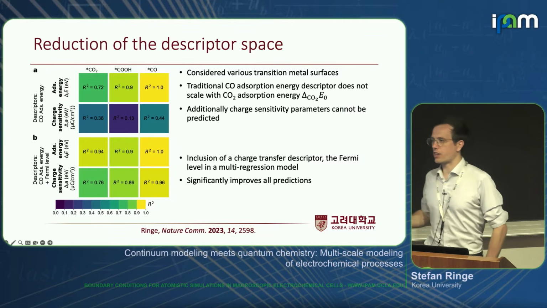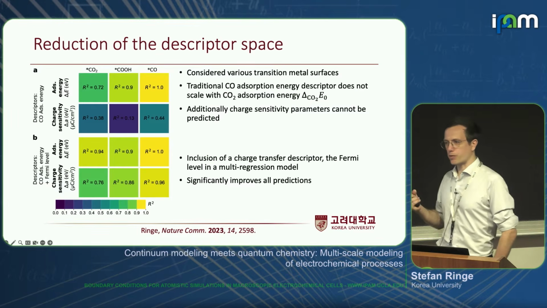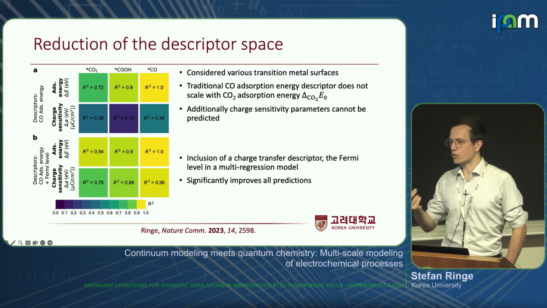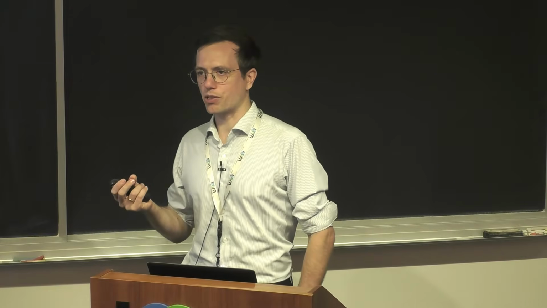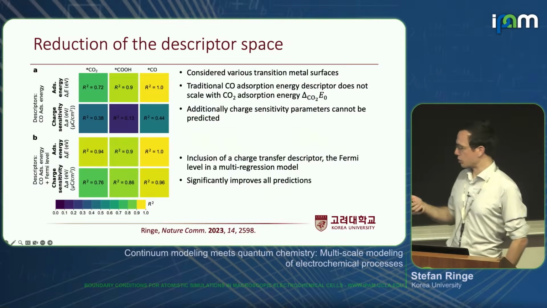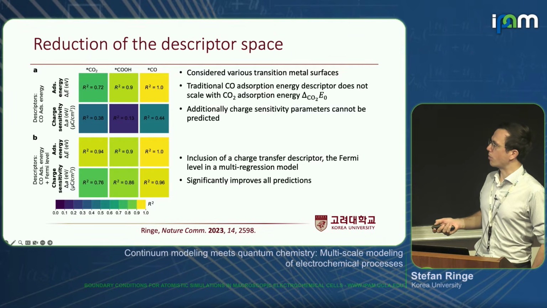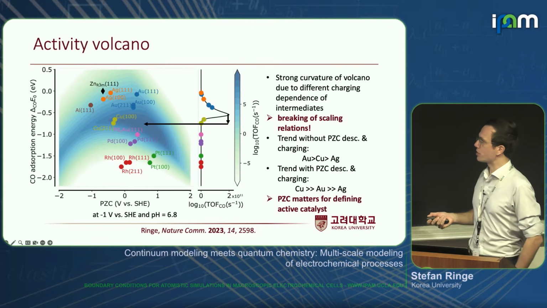And the explanation is that when you want to describe these charge sensitivities, you need to have some information about how easy it is to transfer an electron from the metal surface. And the descriptor for that is the Fermi level. The adsorption G of CO doesn't tell you much about that because it's usually mostly a covalent bonding effect, which is more related to the hybridization of the orbitals. So once you include a covalent and ionic bonding effect, then you can well describe all the parameters. And then you can go ahead and construct an activity volcano as a function of PCC and CO adsorption G.